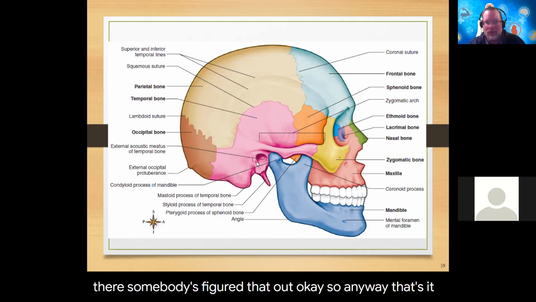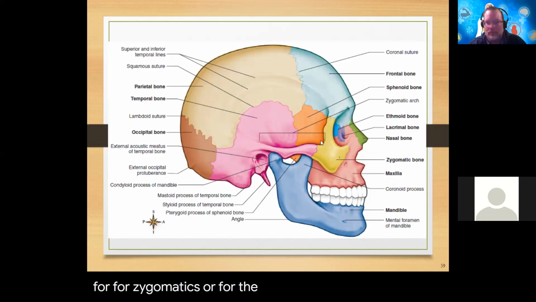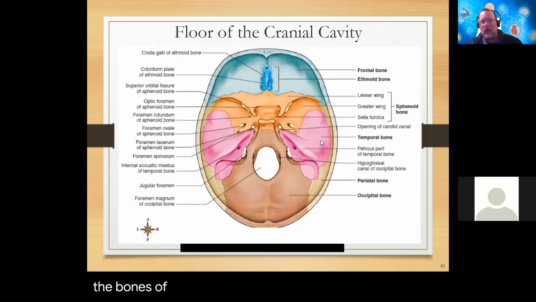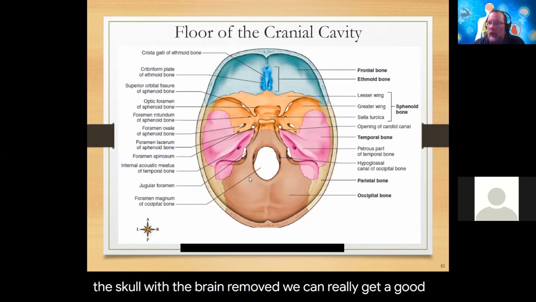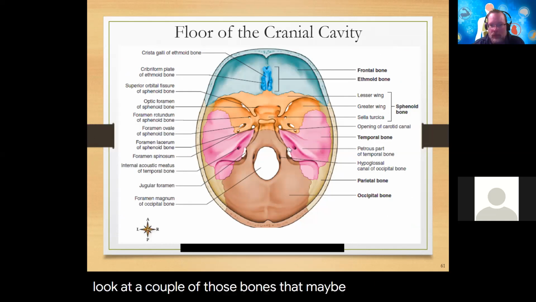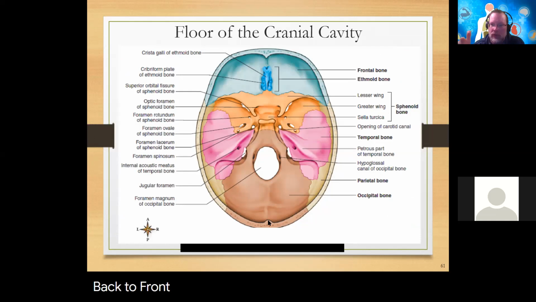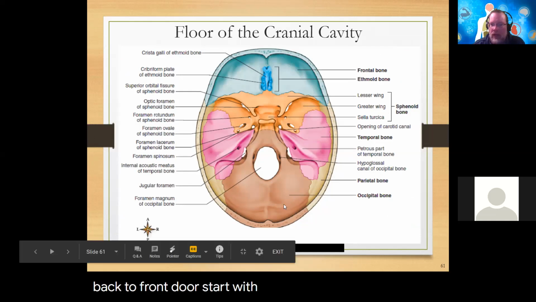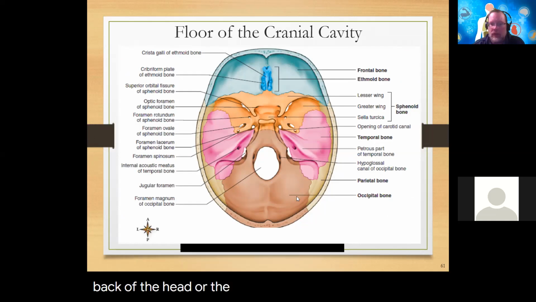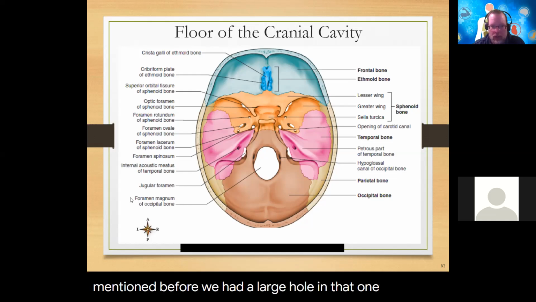So anyway, that's it for the temporal bone, and really for the bones of the cranium, except for the internal view, a superior view looking at the inside of the skull with the brain removed. We can really get a good look at a couple of those bones that maybe were a little more difficult to conceptualize. We'll go from back to front, or posterior to anterior. We'll start with the occipital bone, the back of the head or the base of the skull. And again, I mentioned before, we had a large hole in that one we called a foramen. So there you can see the foramen.